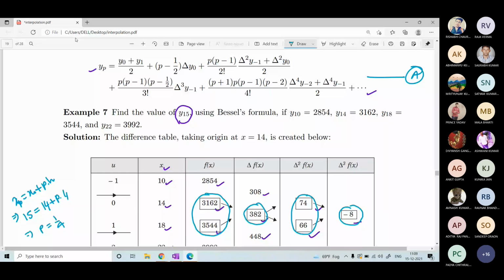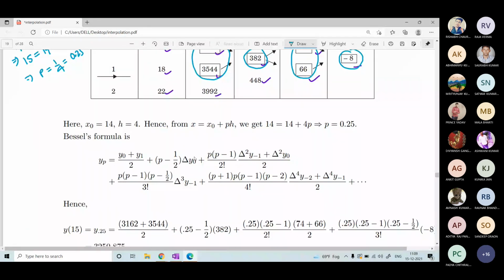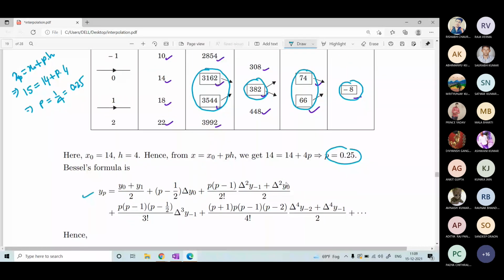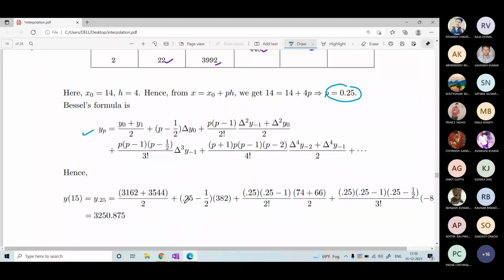So y naught, y1, these all are known to you. P is also known to you. Now use the formula and complete the calculation. You see P is obtained as 0.25. Now Bessel's formula is written, so substitute the values. Y naught plus y1 by 2. Y naught is 3162, y1 is 3544. So the first term will be 3162 plus 3544 by 2.